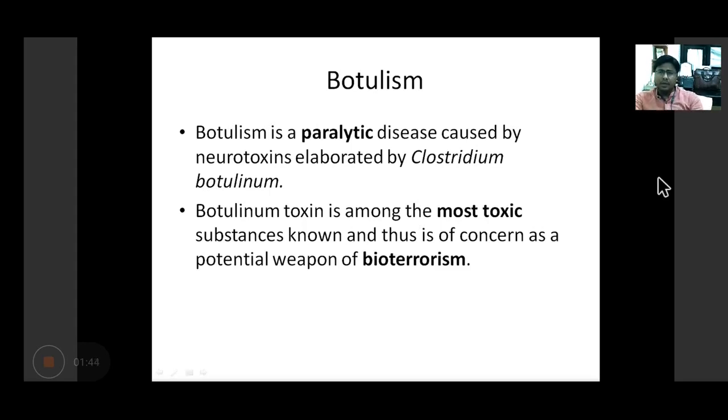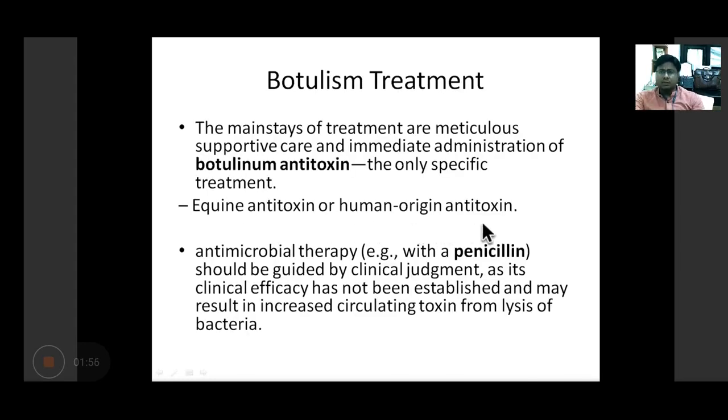Here the mainstay of treatment are meticulous supportive care and immediate administration of botulinum antitoxin. This is very, very important. This is the only specific treatment actually available. Then equine antitoxin and human origin antitoxin are available. Mostly we use human antitoxin because equine antitoxin will have a lot of allergic reactions.